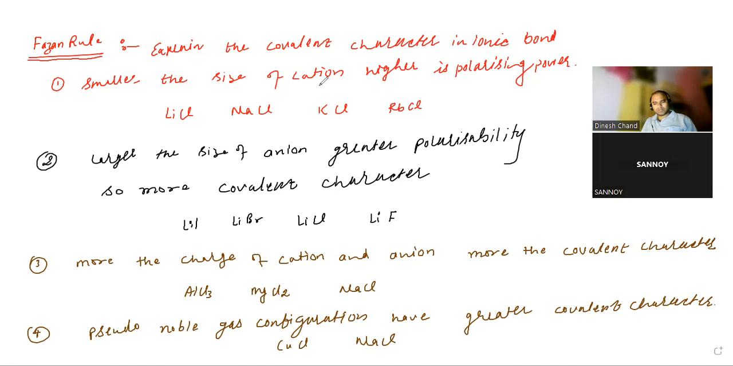Done, Sanoy? Hello? Sir, done. Okay. The first example, you check. The first rule and example, what are you going to say about that? Rule number 1: the smaller the size of the cation, the higher is the polarizing power. How will you say that a smaller size cation has high polarizing power? On what basis will you say?